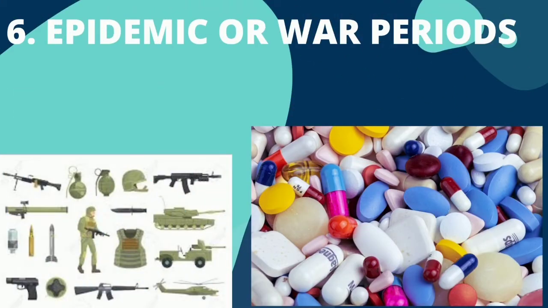6. Epidemic or war period. When there is war in a region or between countries, war equipment like guns, bombs, nuclear warheads, and other sophisticated war equipment are demanded more even though their prices are rising. Also, during the period of epidemics, there is an increased demand for drugs in spite of continuous rise in their prices.